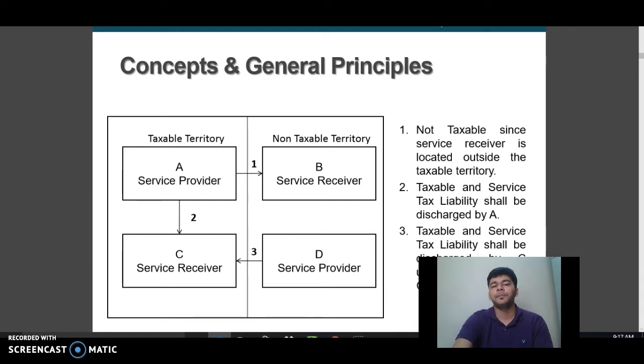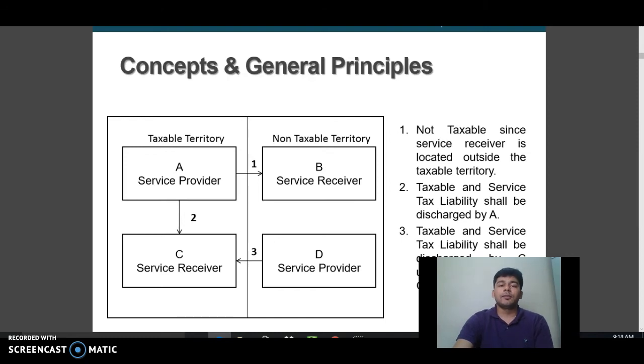and therefore there will be no service tax charged on it. If we see the second one, a service provider A is in the taxable territory, the service recipient C is in the taxable territory. So in this case, definitely the service would be liable to tax. The payment of tax, as you might have learned in the IPCC, would be under a normal charge. That is, the service recipient is going to give the money of tax to the provider and the provider pays it to the government.